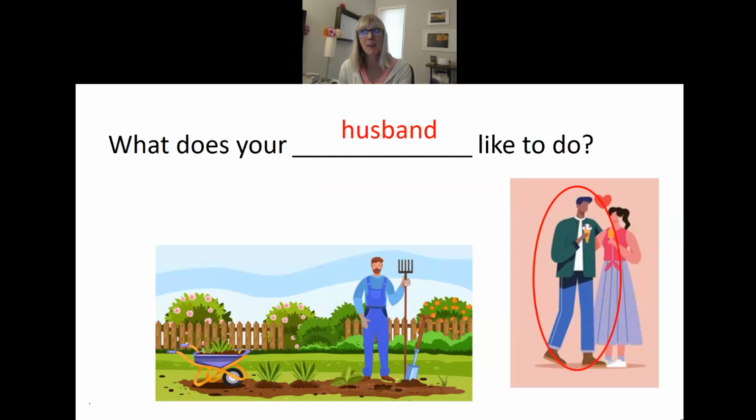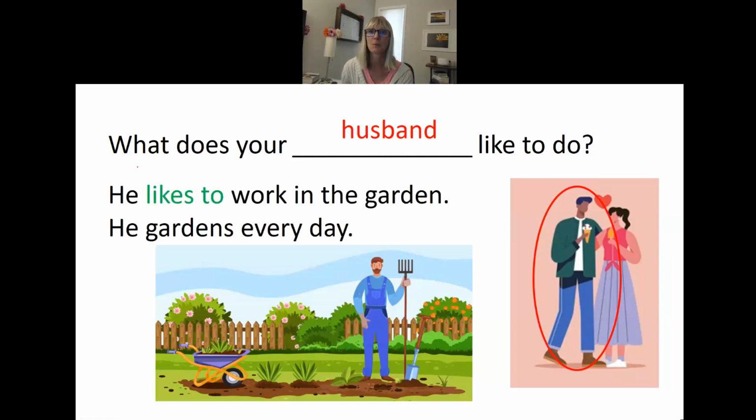What does your husband like to do? He likes to work in the garden. Another word is yard. He likes to work in the yard. Garden can be a verb. With he, I need S. He gardens every day.